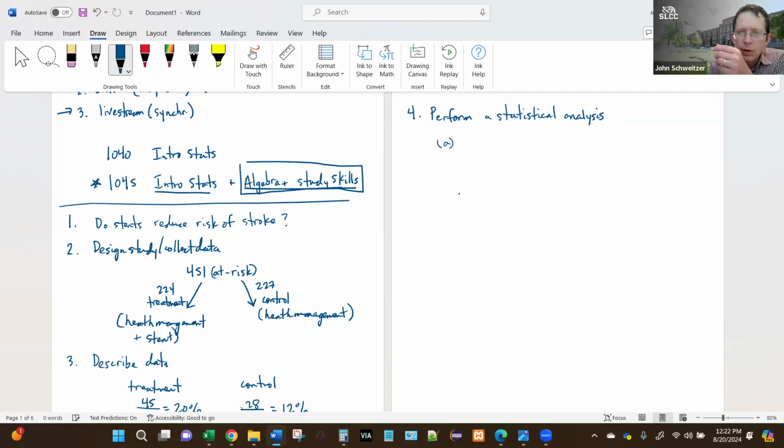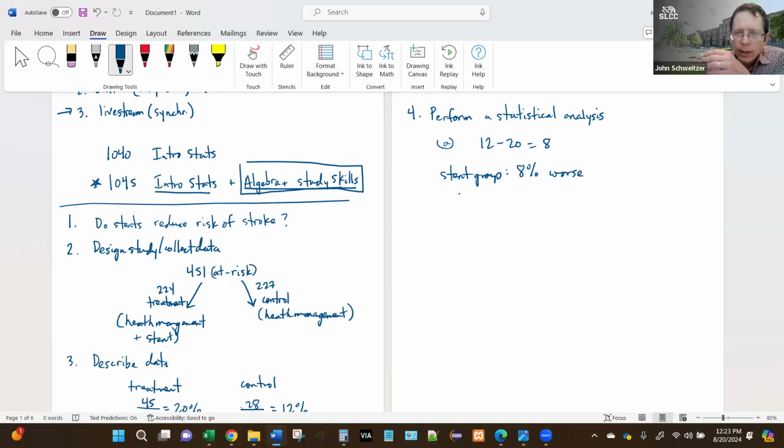Okay, so first of all, 12% minus 20% is 8%. Okay, so the stent group did 8% worse. So that's the first thing to take away. They did worse.